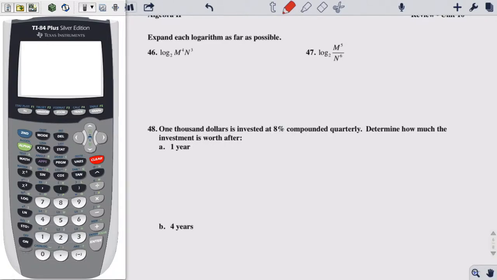Okay, picking up with Algebra 2 CP Unit 10 review. I'm going to try to finish out the problems here. We're starting at 46. We'll see how we get.